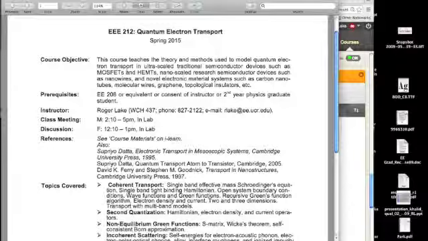These are a number of applications, but we're really going to be looking at the details of how you actually do calculations of transmission coefficients, conductivity, and current fully quantum mechanically.